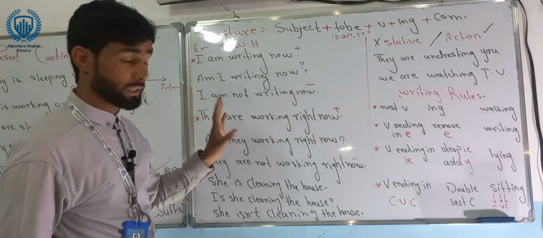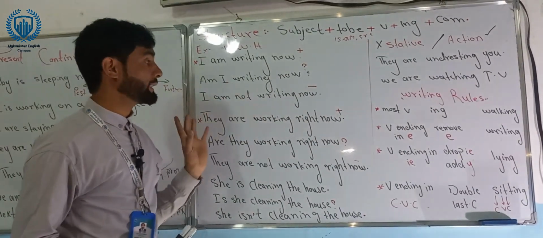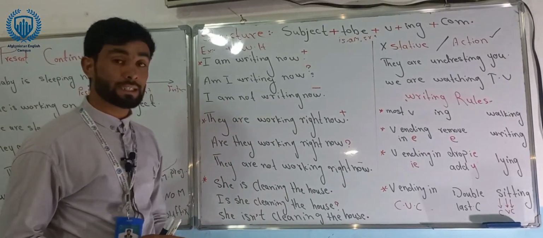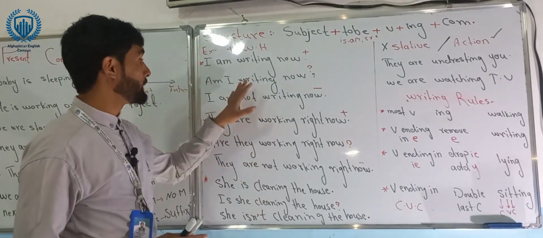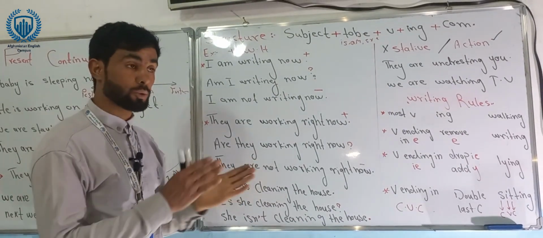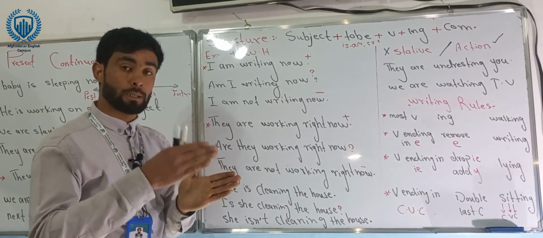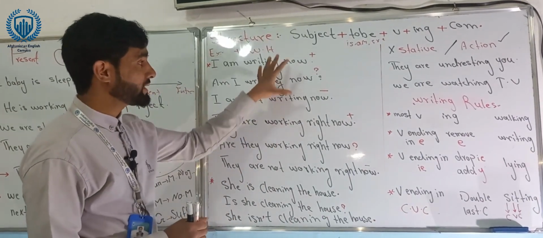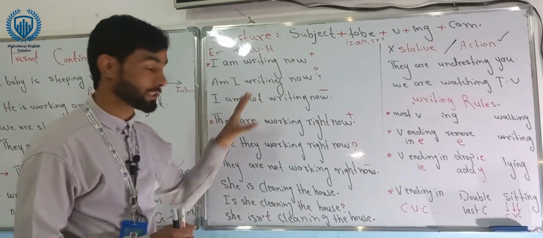I'm writing now, it's positive. Am I writing now? It's a question. And if I say I'm not writing, it's negative. So we bring the to be verb in the beginning for a question. We add not after the to be verb, we make it negative. So this is the structure of present continuous tense.